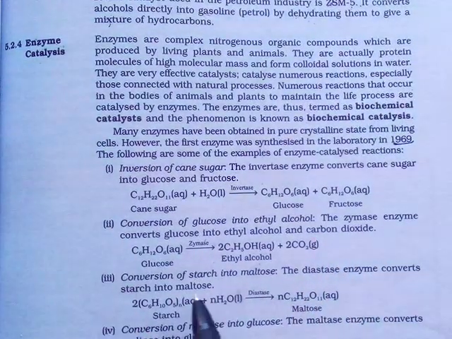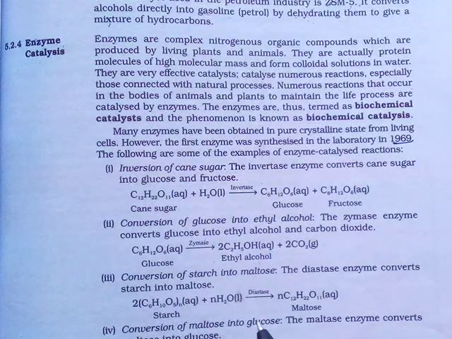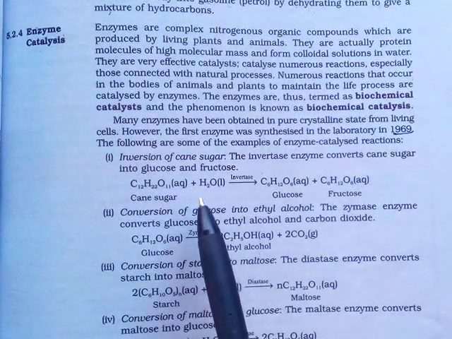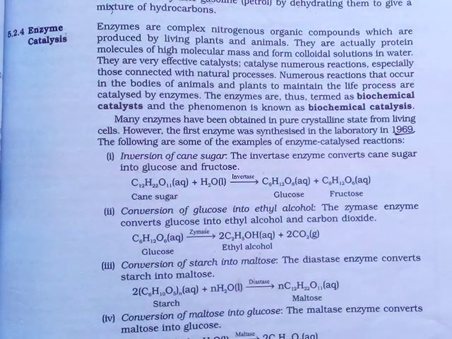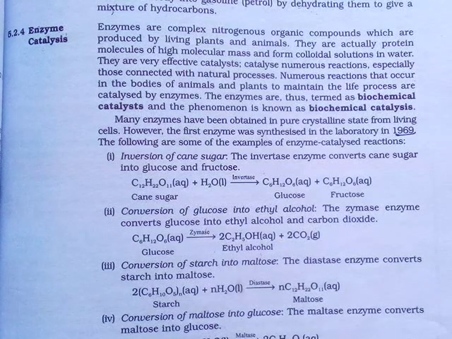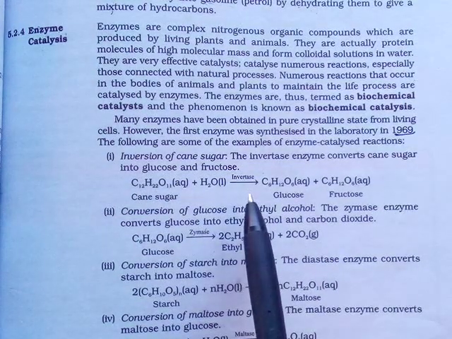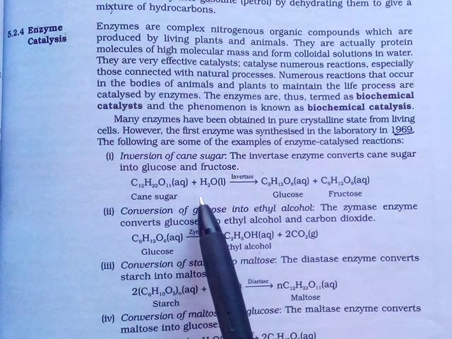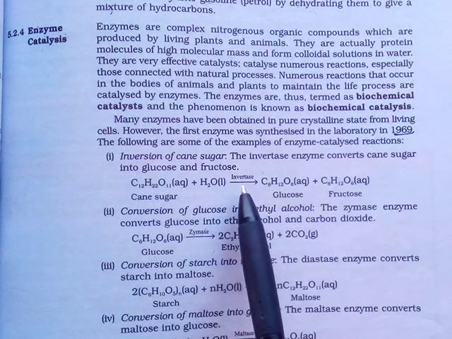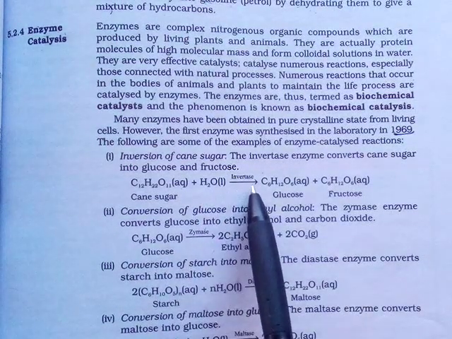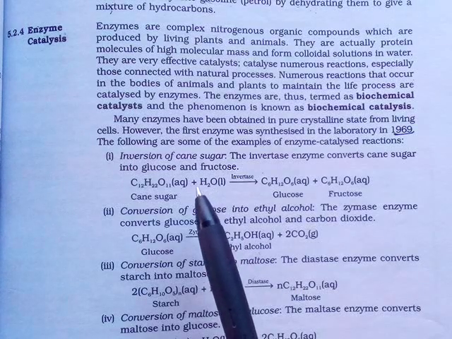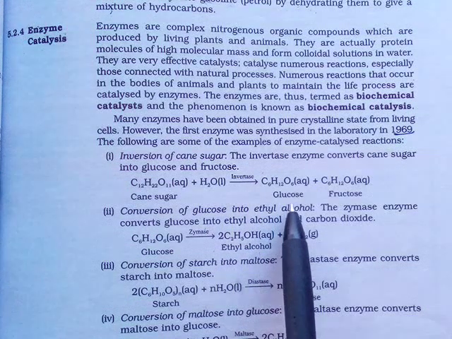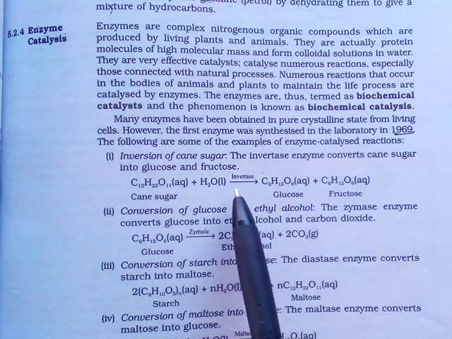The examples of enzyme catalysts are invertase, zymase, maltase, urease. These are the examples. They are very important, and a particular enzyme is used for a particular reaction only. It has been noticed that a particular enzyme is used for a particular reaction only. For example, invertase is used for the inversion of cane sugar, that is, cane sugar is converted to glucose and fructose in the presence of invertase.